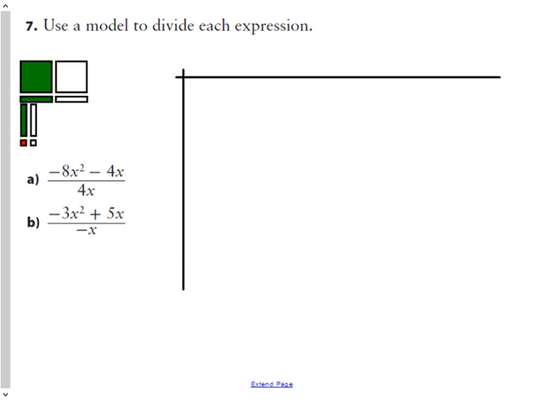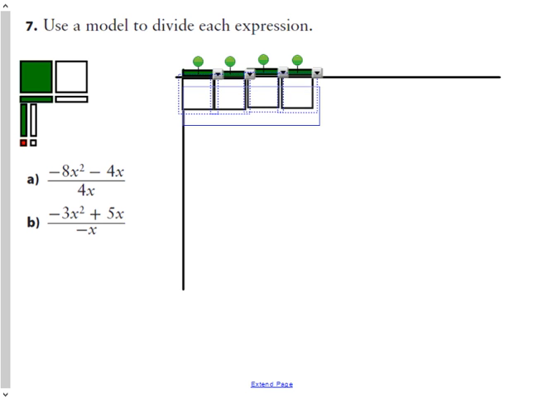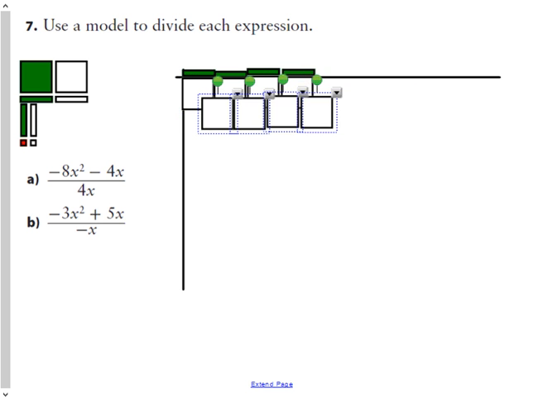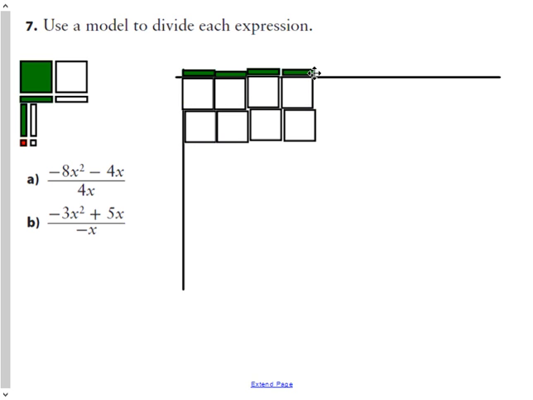Question 7 is the same thing. So this time I have 4x's here, so I'm just going to use my top part. 1x, 2, 3, and 4. And then I'm going to put my area of negative 8x squared, so I can put 4 on this line. And then I'm going to cheat and put 4 more by cloning it. I know you guys can't do that. The advantage of using a smart board. So there's my 8x squareds.